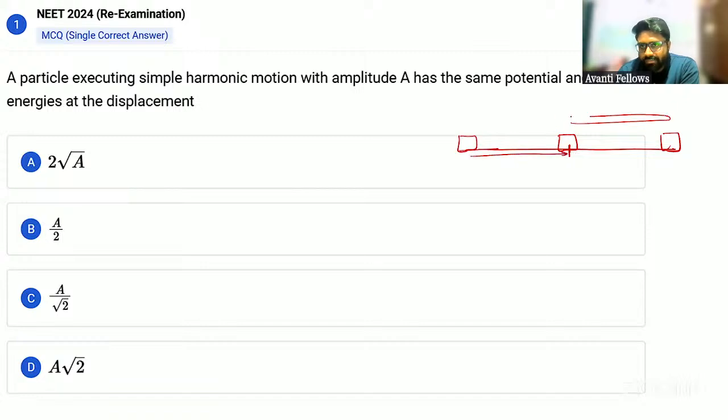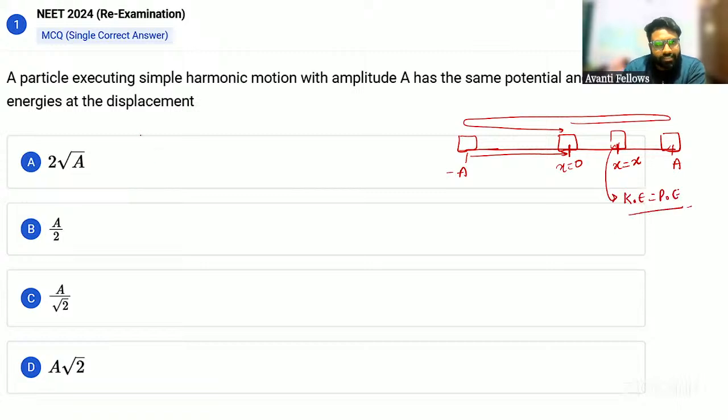It's moving like this and this. Okay, so this is minus a, this is plus a, and this is x equals 0. This is the mean position. So let's suppose that at this particular position, at x equals, let's say, x, the particle has equal kinetic and potential energy.